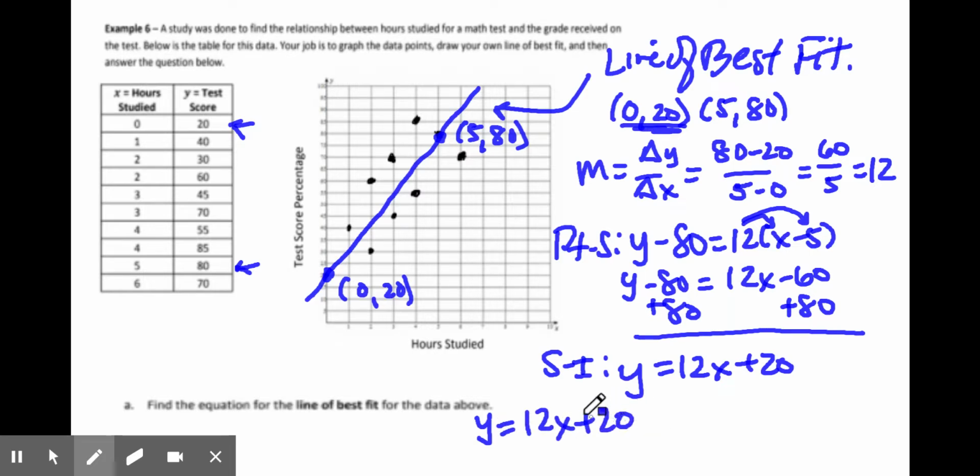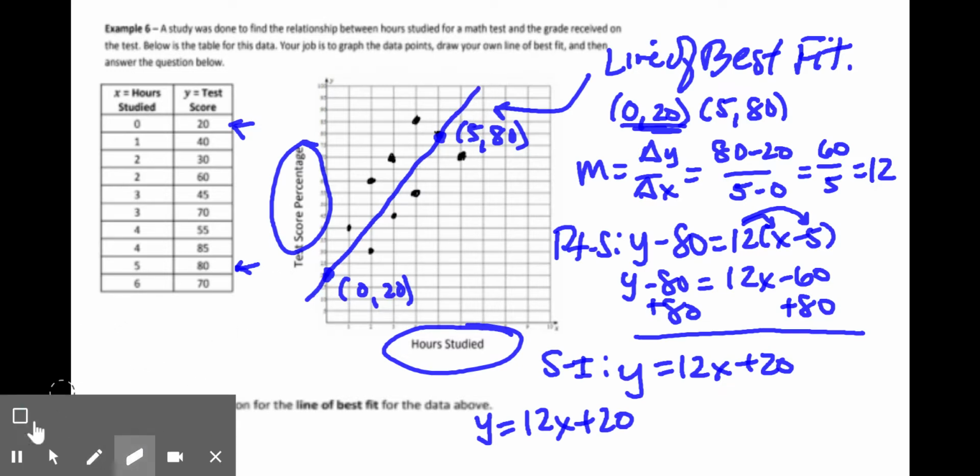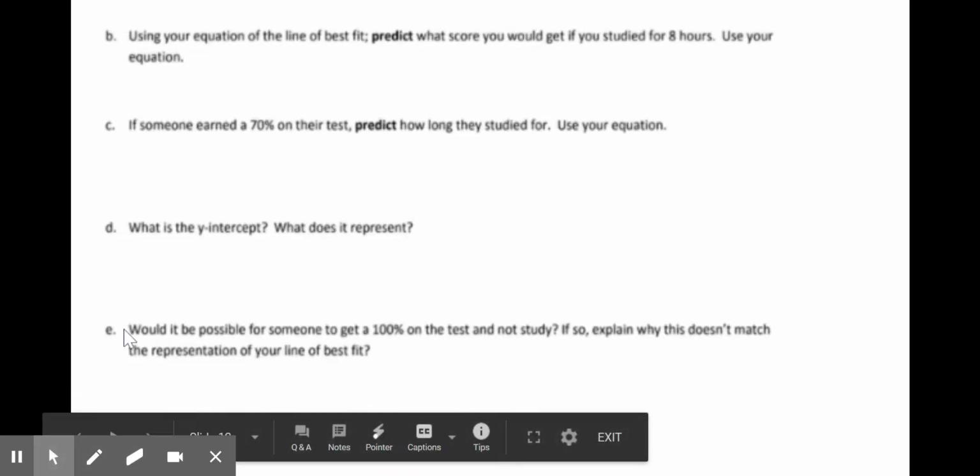All right, so we're going to use this on the next slide to answer some questions. Now you have to remember also that x is hours studied and y is the test score. Okay, you can also see that this has a positive correlation, right? As your hours studied go up, your test score goes up. All right, so we got y equals 12x plus 20. Here we go. My line is y equals 12x plus 20. X is the number of hours, and y is the test score.